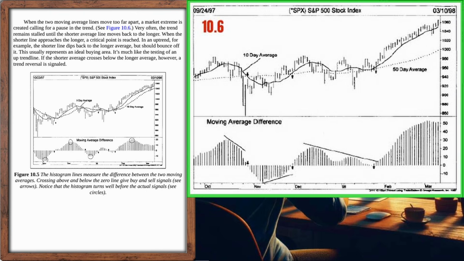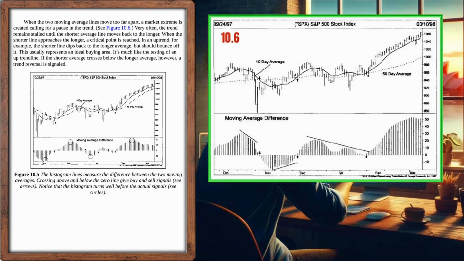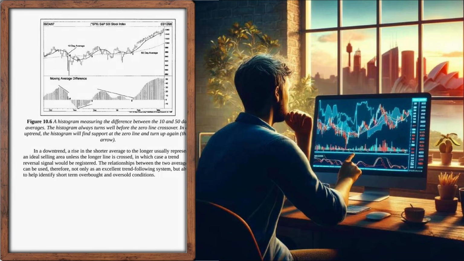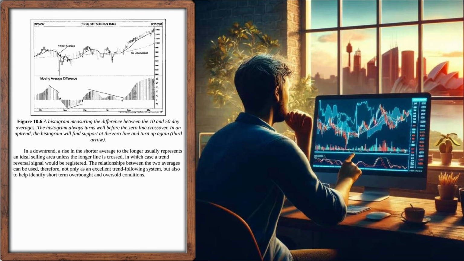If the shorter average crosses below the longer average, however, a trend reversal is signaled. In a downtrend, a rise in the shorter average to the longer usually represents an ideal selling area unless the longer line is crossed, in which case a trend reversal signal would be registered. The relationships between the two averages can be used, therefore, not only as an excellent trend following system, but also to help identify short-term overbought and oversold conditions.